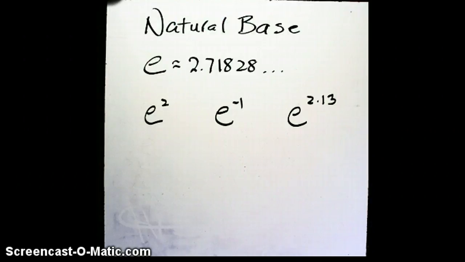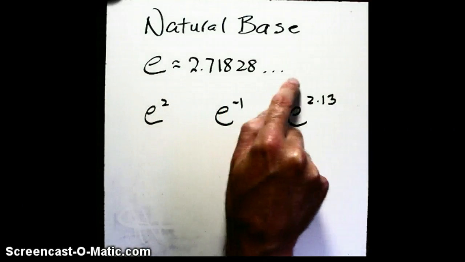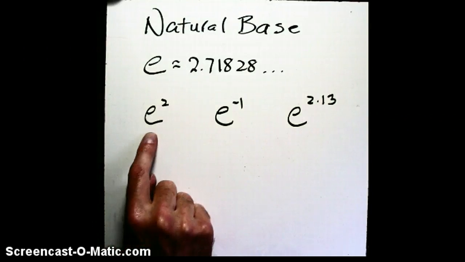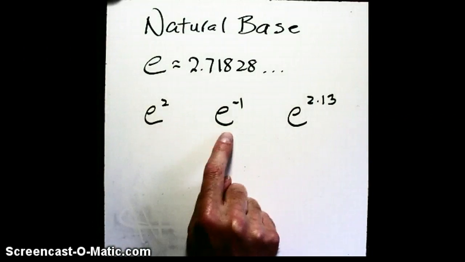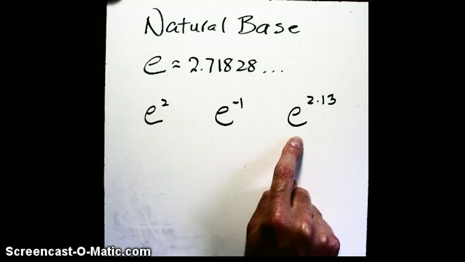Okay, now I want to ease into this particular idea. It's called the natural base, e. E is equal to 2.71828, and it looks like it repeats, but really it stops after a while. It is an irrational number. So my question is, what would e squared be? What would e to the negative 1 be? What would e to the 2.13 be?